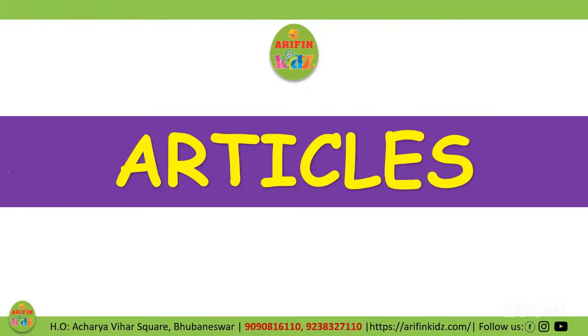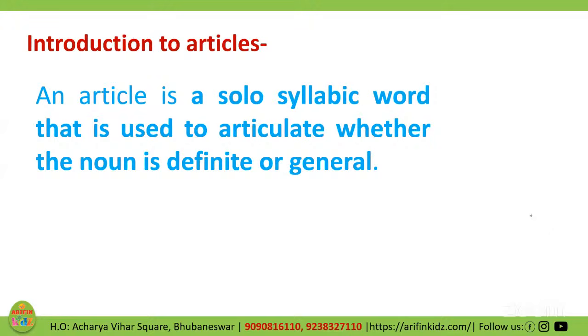Today we have an important session on articles. So we all know what articles are in English. An article is a single-syllable word that is used to articulate whether the noun is definite or general. Articles are basically used in front of nouns, to define whether the noun is general or definite.